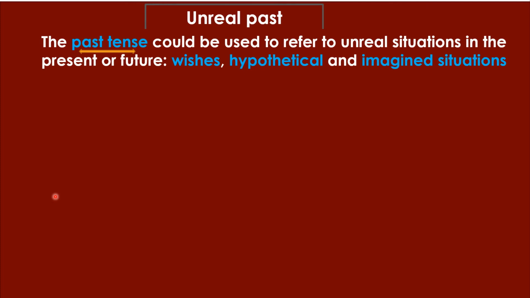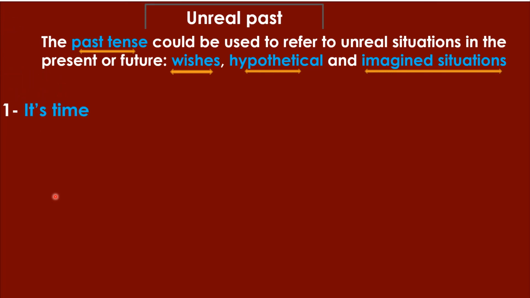يعني ممكن طبعا هنا نقول ان الماضي، الزمن الماضي ممكن يعبر عن أحداث أو مواقف تعتبر زي مثلا like for example the wishes or hypothetical and imagined situations. يعني مثلا الأماني، المواقف الافتراضية أو اللي فيها نوع من الخيال.